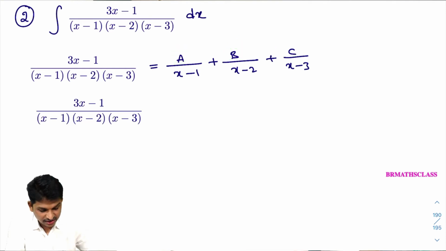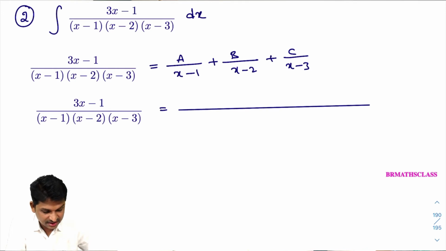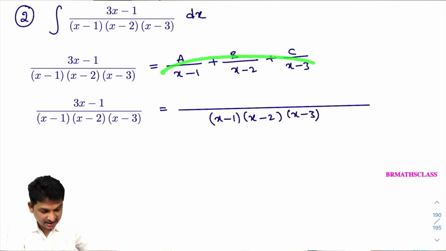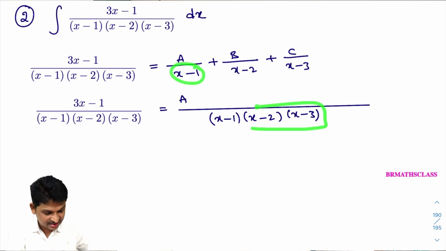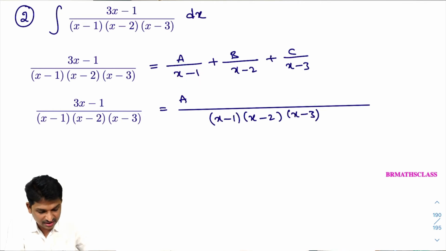Further I'll simplify this. What is the LCM here? The LCM is x minus 1, x minus 2, x minus 3. I'll write it: (x minus 1)(x minus 2)(x minus 3). Now what will you get here? A into, here x minus 1 is there. Other than this x minus 1, what is there in the denominator? That you write. You know all these things, no need of much explanation.